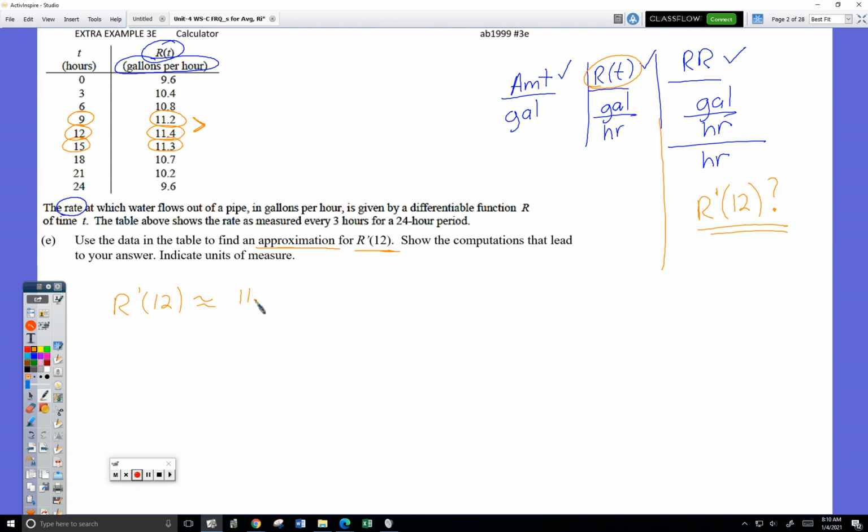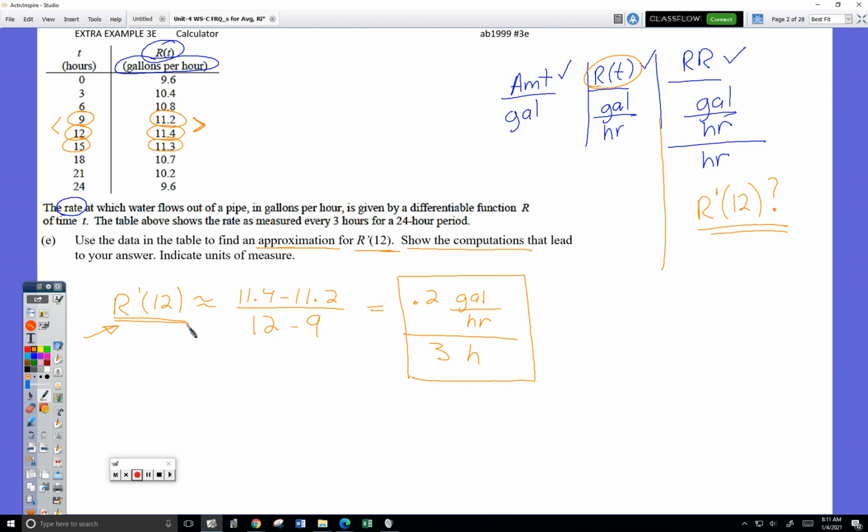So that means my rate's going up. I take 11.4, because I have to show my computations. I show the grader that I'm observing that the rate went up by 0.2 gallons per hour. And that increase in the rate occurred over a 3 hour time period, from hour 9 to hour 12. It says right here, show your computations. So that happened over 3 hours. That's my estimate for how fast the rate is increasing at hour 12. The rate's going up by 0.2 gallons per hour over a 3 hour time period. So that's my estimate for how fast the rate is increasing at hour 12.